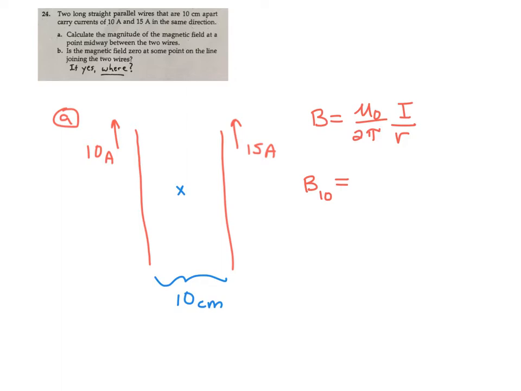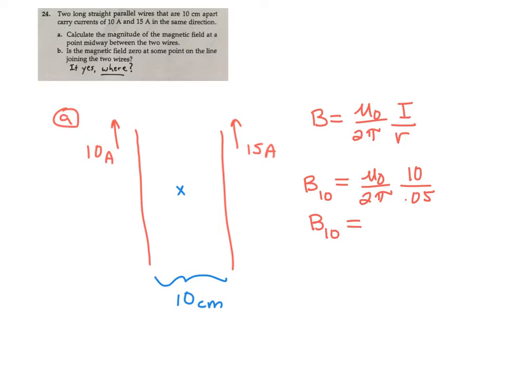Well, let's just check before we do that. Well, I'll do that. It's mu 0 over 2 pi. The current is 10 amps, and the distance is 0.05 meters. And you can do the math there. B10 will be some number.